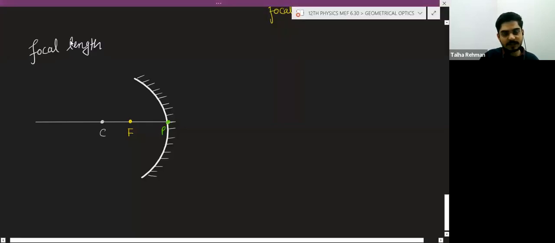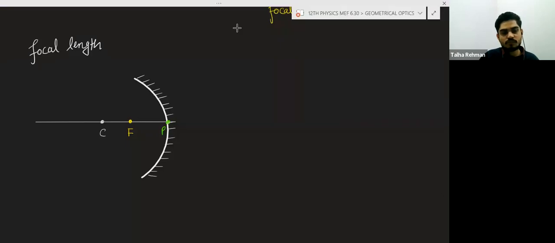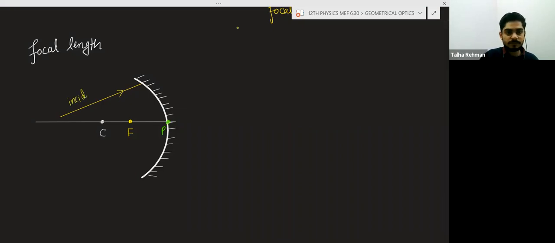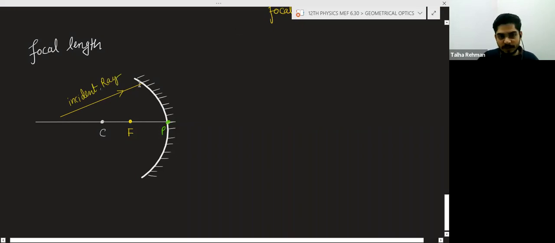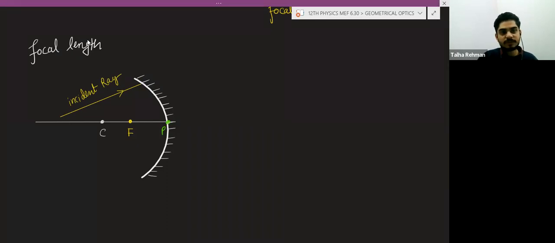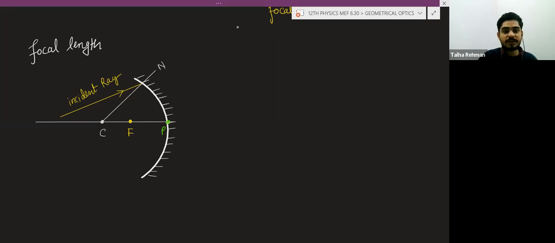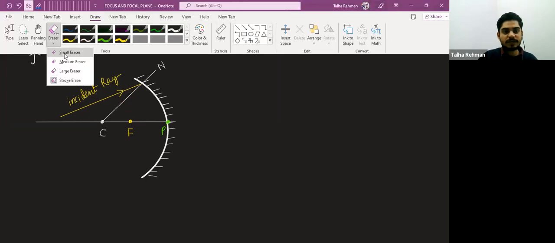Suppose a ray of light is striking the mirror like this. This is the incident ray. Now there is a requirement of the normal. The normal will pass from the center of curvature. We know that very well. So we will draw the normal like this. This is the normal. Remember, this normal is a very, very important point. How to draw the normal in the case of a spherical mirror.